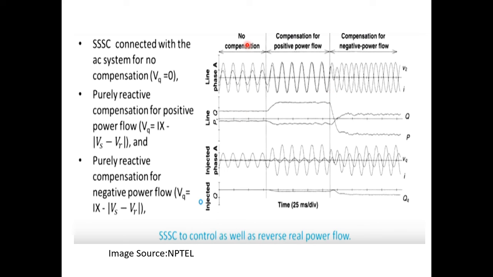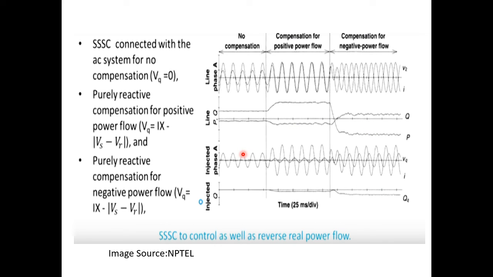Initially, with no compensation, the entire active power is in the positive cycle, and the same for positive compensation power flow. Whereas in negative compensation power flow, the active power becomes negative. Initially the reactive power is obviously negative generation-wise, but when I make it compensation in negative power flow, it becomes positive. Initially P is positive in the first two cases and it becomes negative in negative power flow, in the opposite manner. You have to observe that.